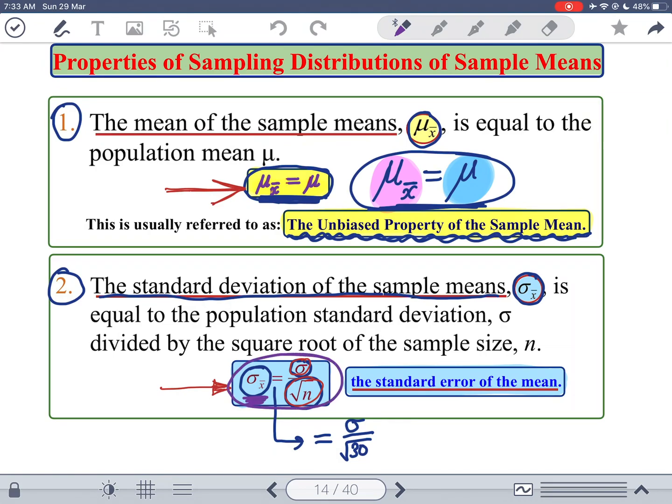Another thing that I forgot to say is that the standard deviation of the sample means has another name, and this other name is the standard error of the mean. So if you ever come across a question that tells you to find the standard error of the mean, what they're talking about is the standard deviation of the sampling distribution, which is very easy to compute. You take the population standard deviation and divide by the square root of the sample size.